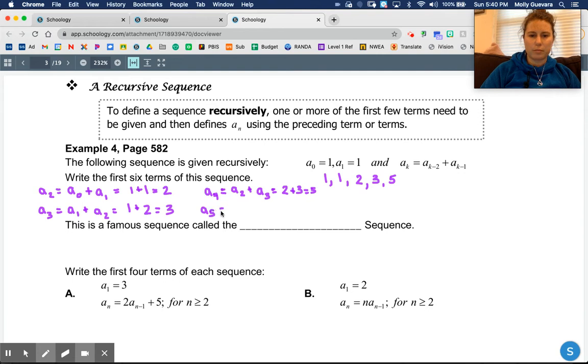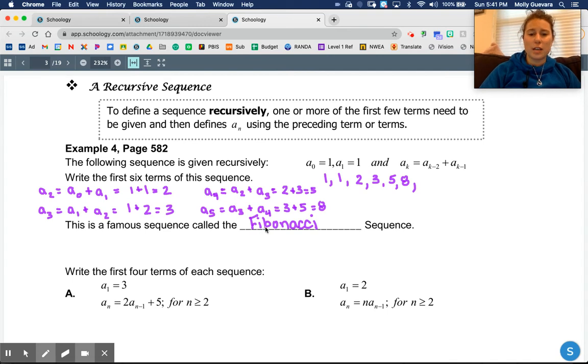Fifth term is equal to 5 minus 2 is 3, so a sub 3, plus 5 minus 1 is 4, so a sub 4. The third term was 3, plus the fourth term was 5, so I get 8. So if you just notice, it's the two previous numbers added together. So I can keep going here, but I'm not going to. Hopefully this sequence looks familiar. This is a super famous sequence. It's the Fibonacci sequence.